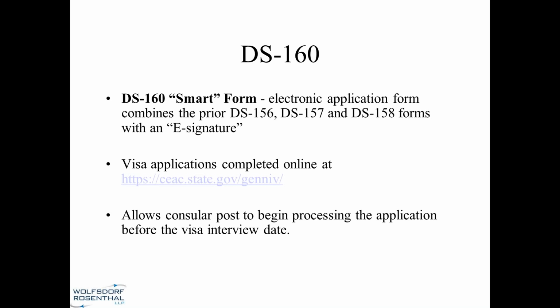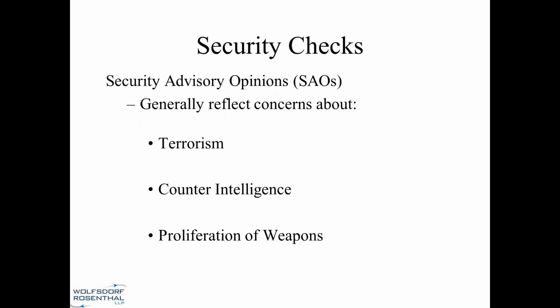Real briefly, as most know now, there is the DS-160. It's a smart form. It incorporates some of the legacy forms, the DS-156, the 157, and 158, and you provide an electronic signature. You have the link here at state.gov to complete the DS-160 and choose the consular post where you will be applying. In theory, it's supposed to allow the consular officer at the post to begin processing your application ahead of your visa interview. So if there are some issues, some potential for security checks, it should allow them to start the application prior to you showing up for the interview.